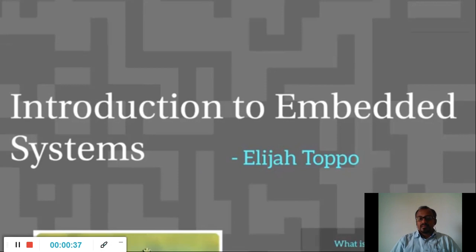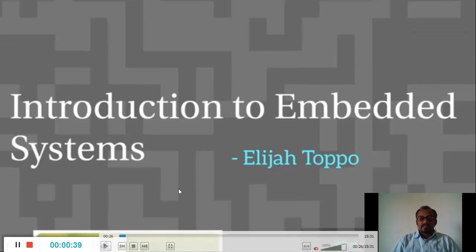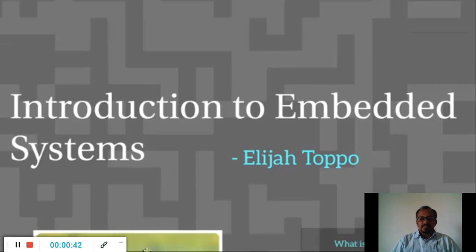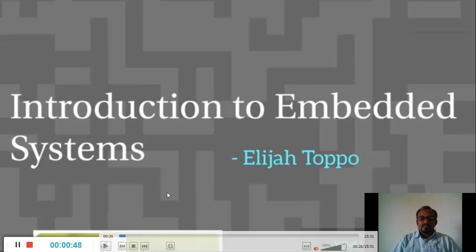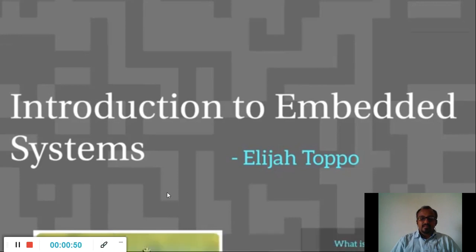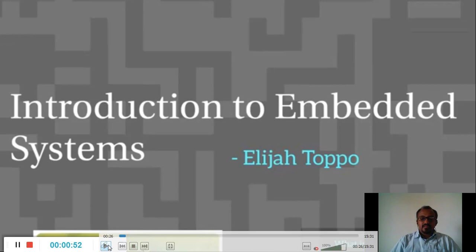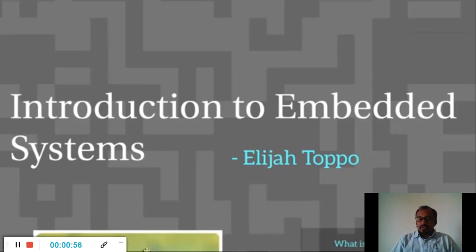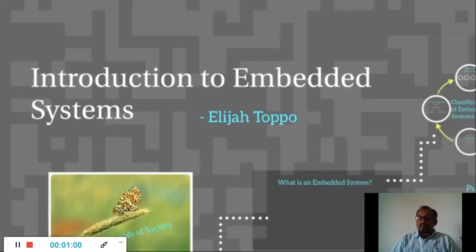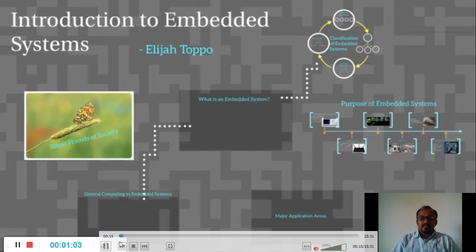So, an embedded system is a hidden system. The dictionary meaning of embedded is hidden. So, what is hidden in this? The microcontroller, microprocessor and peripherals are hidden in this.